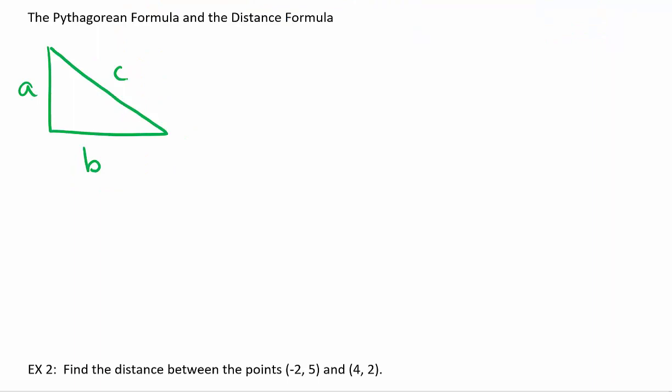In this lesson, we're going to look at one application of square roots, and that would be the Pythagorean formula, and a variation of that called the distance formula. The Pythagorean formula applies when you have right triangles, triangles with 90-degree angles. The sides of those triangles are related according to the formula a squared plus b squared equals c squared, where c is the length of the hypotenuse, or that longest side in the triangle.